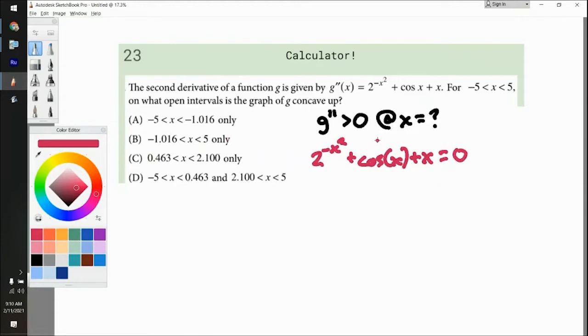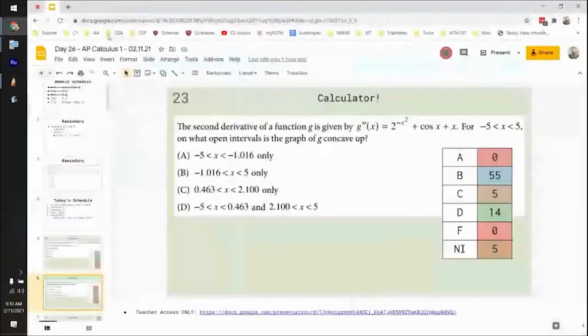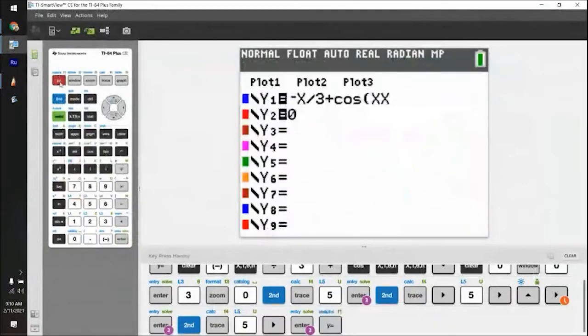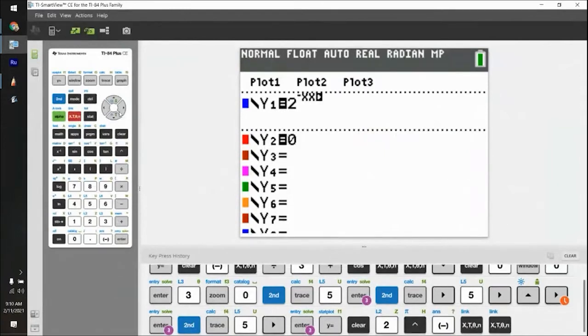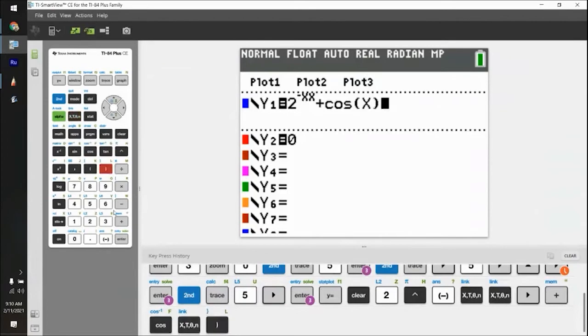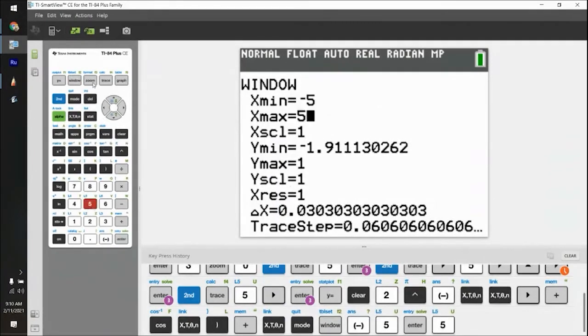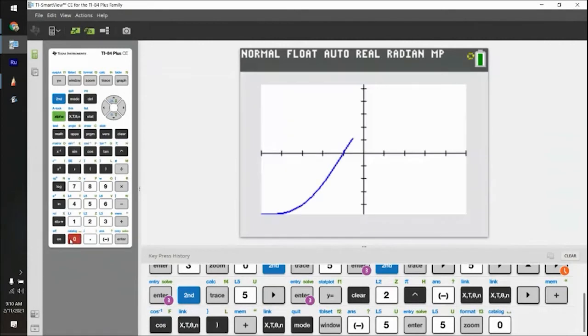So you can't solve this algebraically, so again, we are going to have to use our calculator. Our calculator will be required for this. Sometimes the calculator is optional, but in this case it's not. So we're going to do 2 to the negative x squared plus cosine x plus x. Make sure you're in radians. Your window this time is going to be from -5 to 5. And then just throw in a little zoom 0 in there.